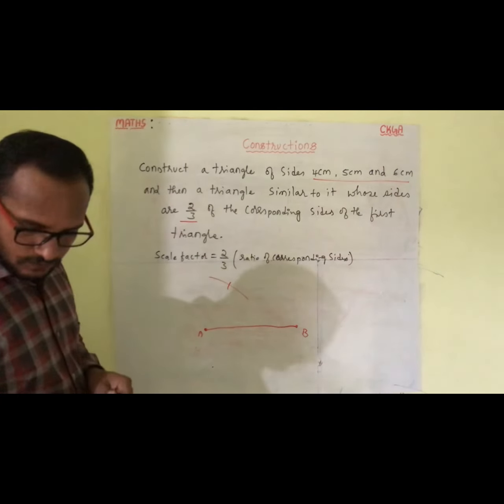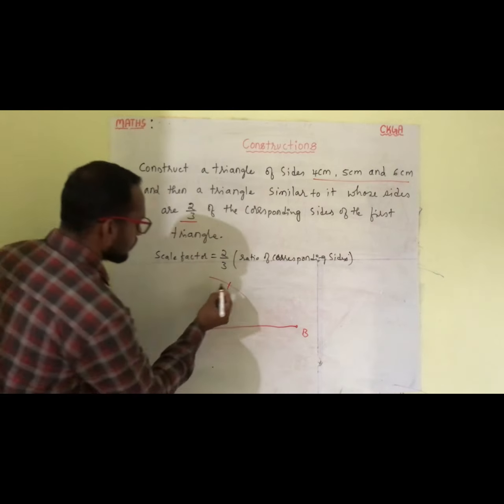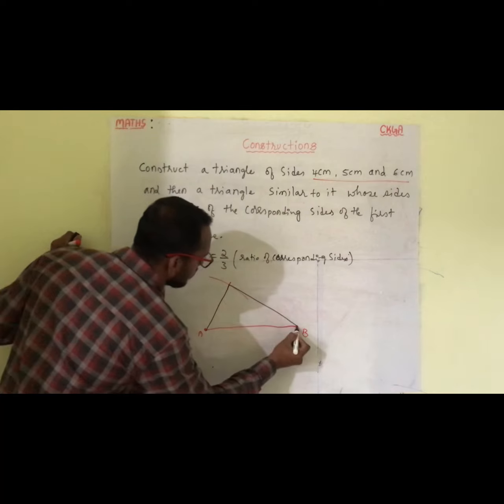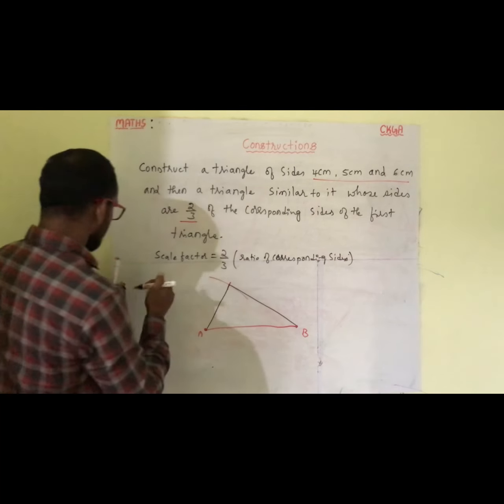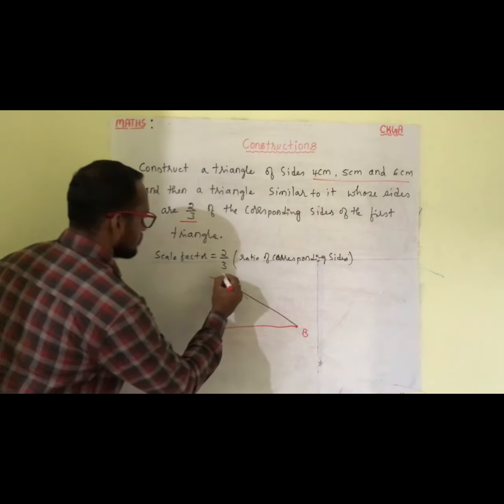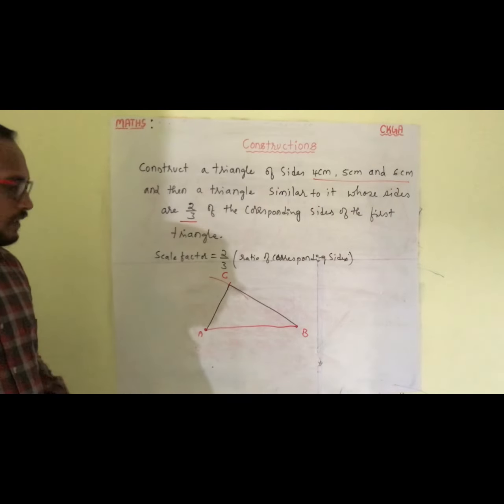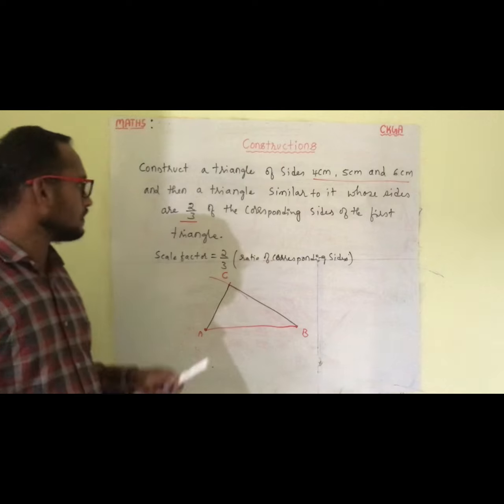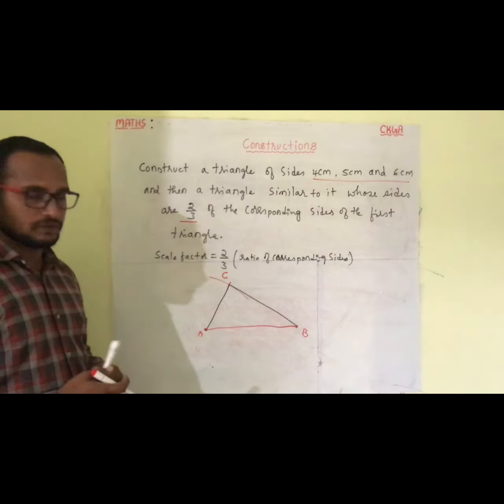Then join these points and you will get a beautiful triangle AB. You can name this point C. You have a triangle here. For this triangle, you need to construct another similar triangle with a scale factor of 2 by 3.